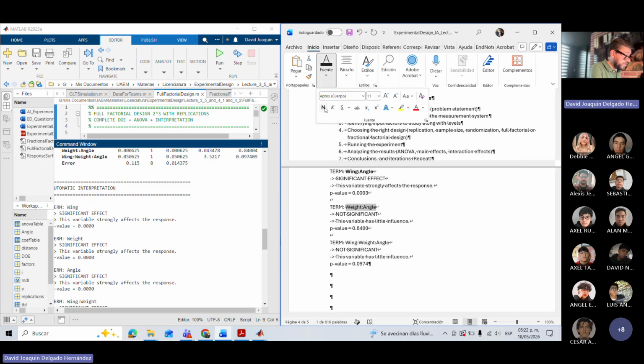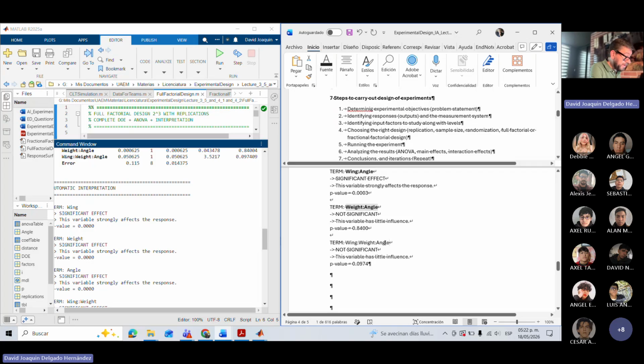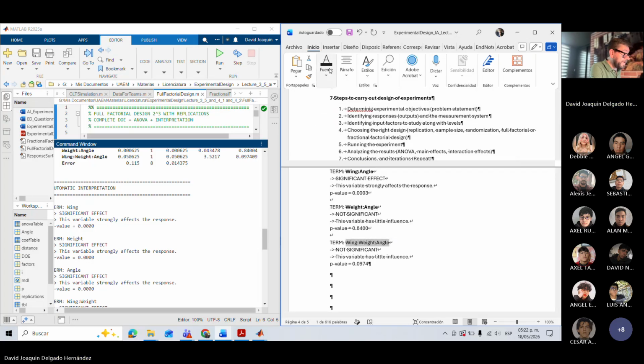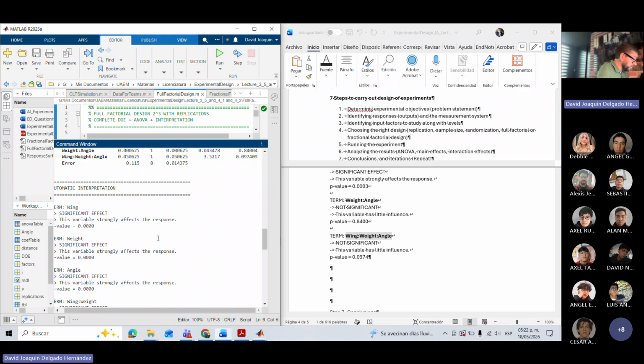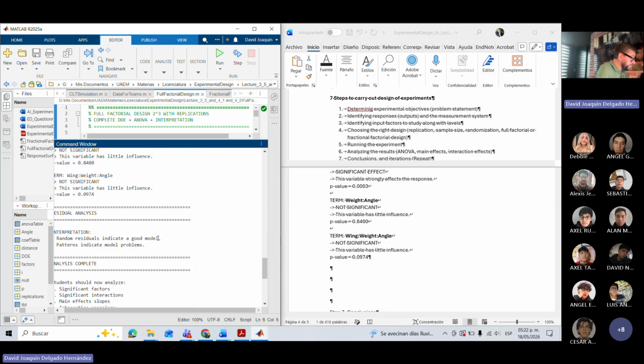Let us put it in bold. And the interaction of the three variables, A, B, and C, is not significant because the p-value is a very large number in comparison with 0.05. Okay, that is the interpretation.